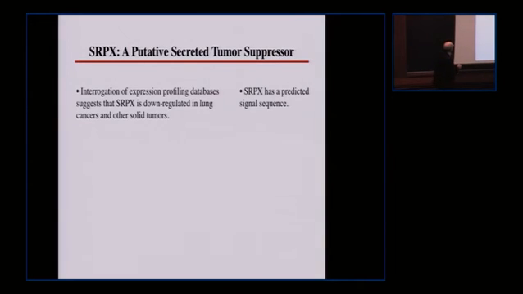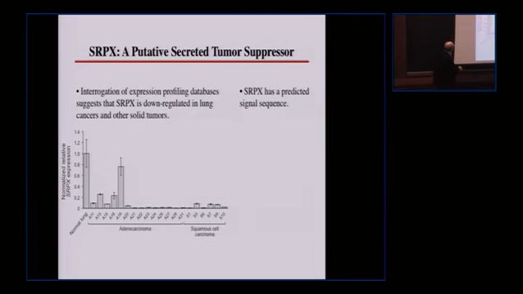This is SRPX. It had the two properties we were looking for. We interrogated expression profiling databases and found that SRPX is downregulated in lung cancer and other solid tumors, and it has a predicted signal sequence. Here we're analyzing by QRT-PCR SRPX expression levels in a series of adenocarcinoma and squamous cell carcinoma samples, and you could see that in many cases there's a large decrease in SRPX expression relative to normal lung.